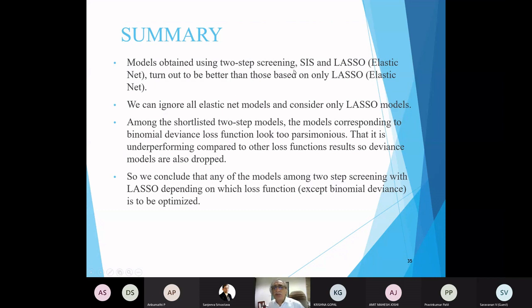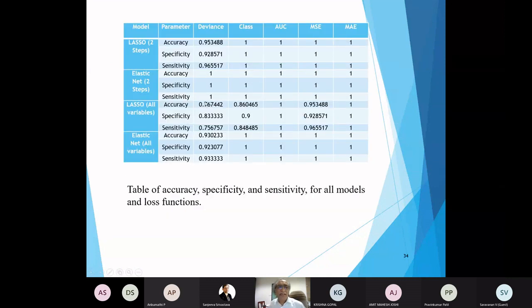So models obtained using 2-step screening, SIS and LASSO, turn out to be better than those based on only LASSO, or the models obtained using 2-step screening, SIS and elastic net, turn out to be better than only elastic net. We can ignore all elastic net models and consider only LASSO models. Again, the question probably is, why am I saying this? What is being recommended is that the models containing elastic nets can be ignored.